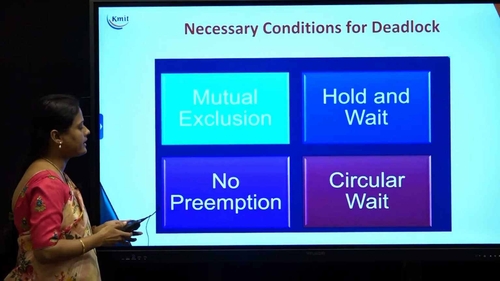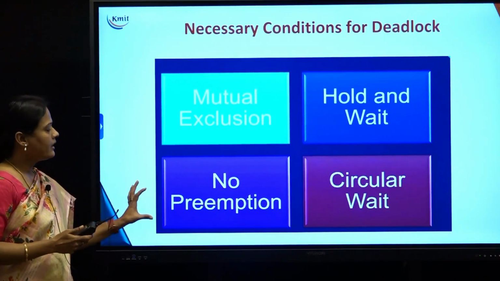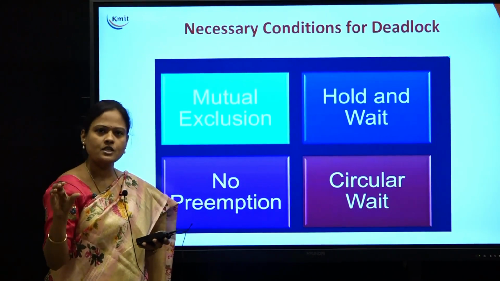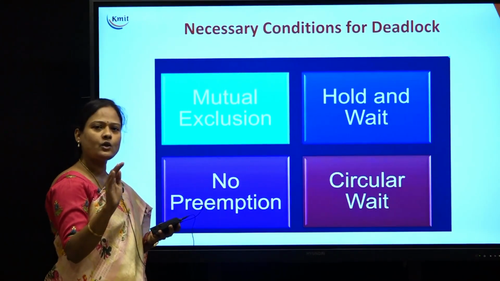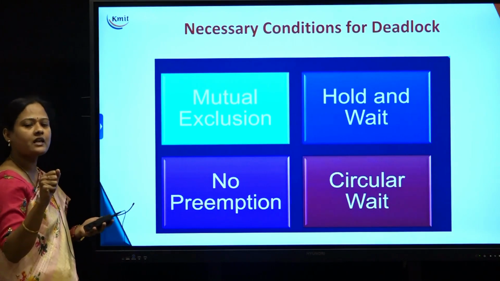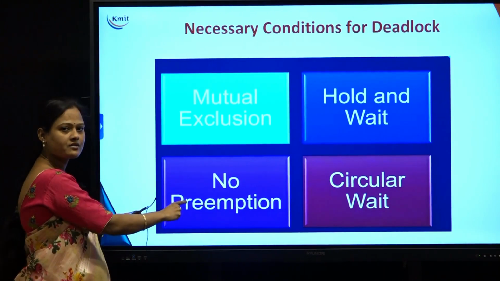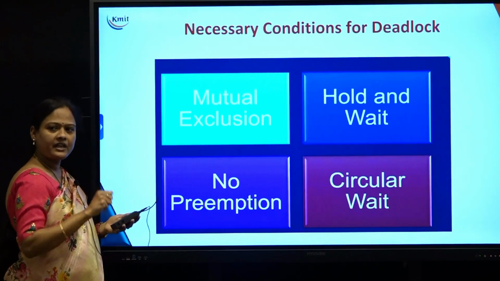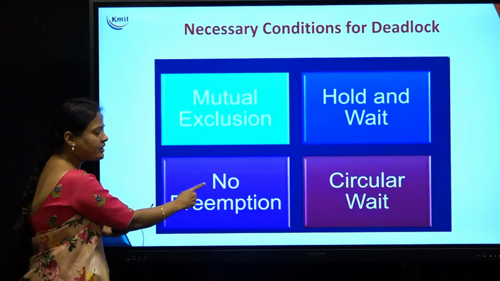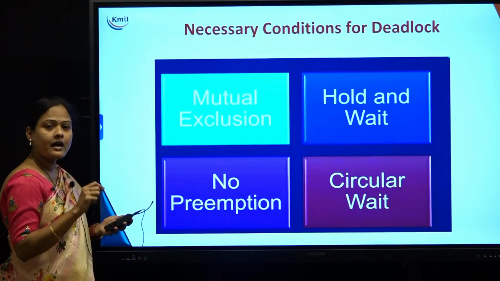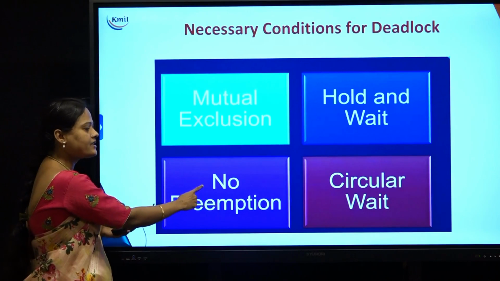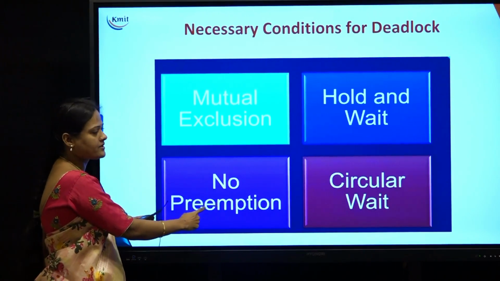Coming to the third condition, no preemption. In this case, once a resource has been allocated to a particular process, at any cost you cannot forcibly take the resource from that process until it completes its job. Preemption is the process of taking it out, but here we are dealing with no preemption, meaning that a process cannot forcibly take a resource assigned to some other process.